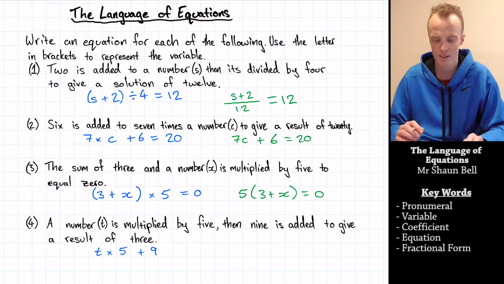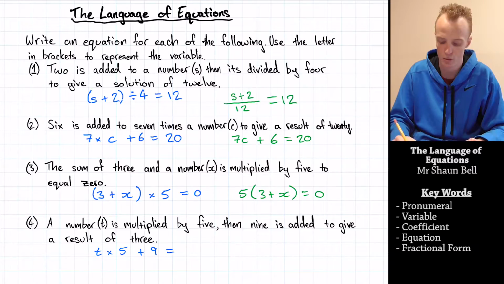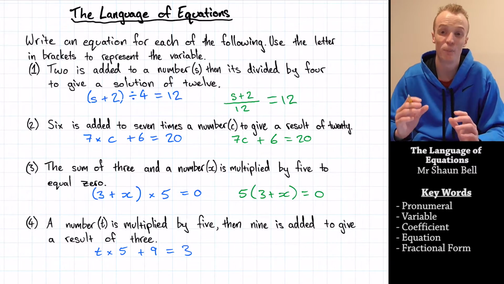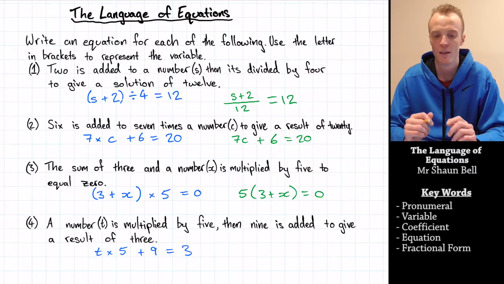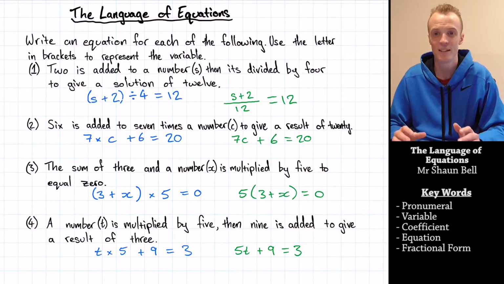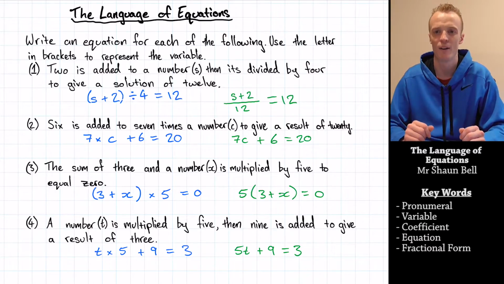To give a result of 3. To give a result is the same as saying equal to. So this is going to be equal to 3. But like before, we can actually express this a little differently. T times 5 can be expressed as 5t. Then we add our 9 and it'll equal 3. So as you can see, we can take written statements and describe that written statement in an algebraic form.